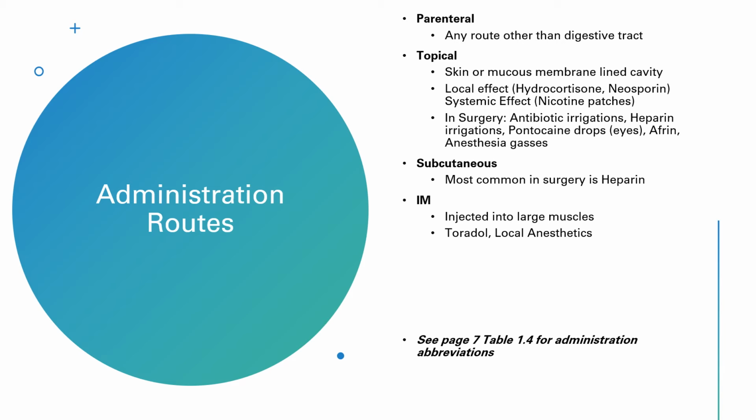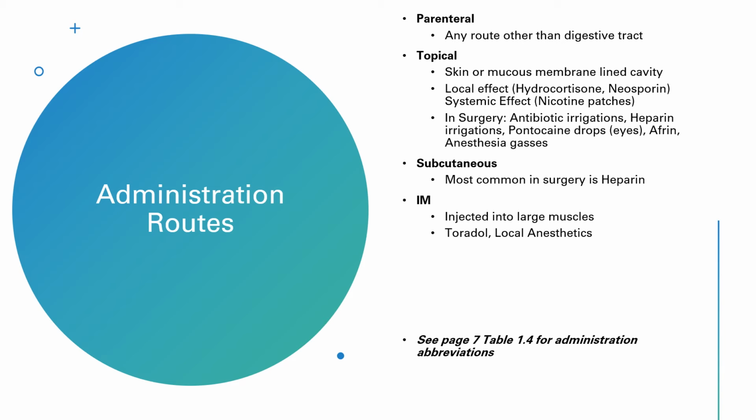IM. This is intramuscular. It's usually given in a large muscle mass like your deltoid, your gluteus, or the vastus lateralis, which is your quadricep. It's very rapid absorption, usually due to the large absorbing surface of the muscle, and we all know muscles have great blood supply, especially those large ones. And the better the blood supply, the faster the absorption is going to go.